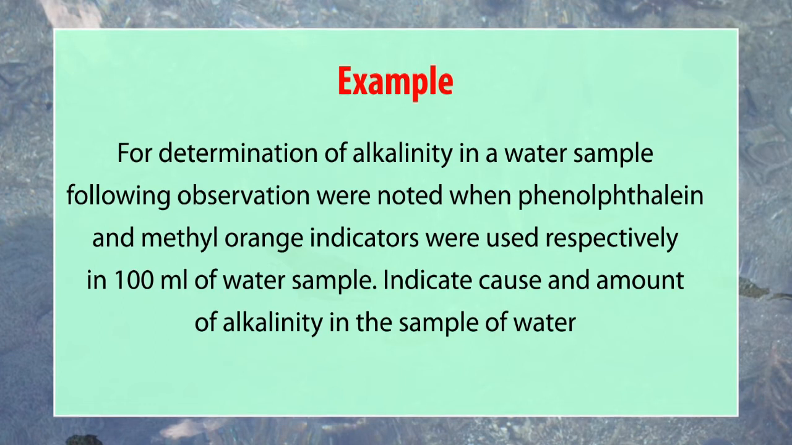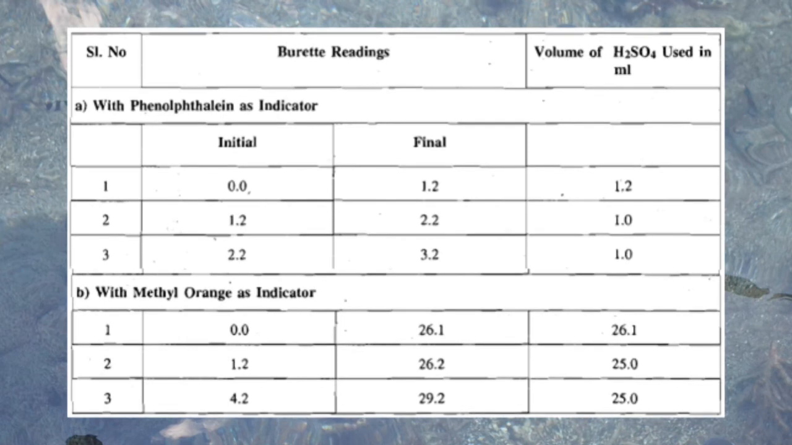For determination of alkalinity in a water sample, the following observations were noted when phenolphthalein and methyl orange indicators were used respectively in 100 milliliter of water sample. Indicate the cause and amount of alkalinity in the sample of water. Here the burette reading is given, the volume of H2SO4 used in milliliters, with phenolphthalein as indicator first, and in the second case methyl orange as indicator.